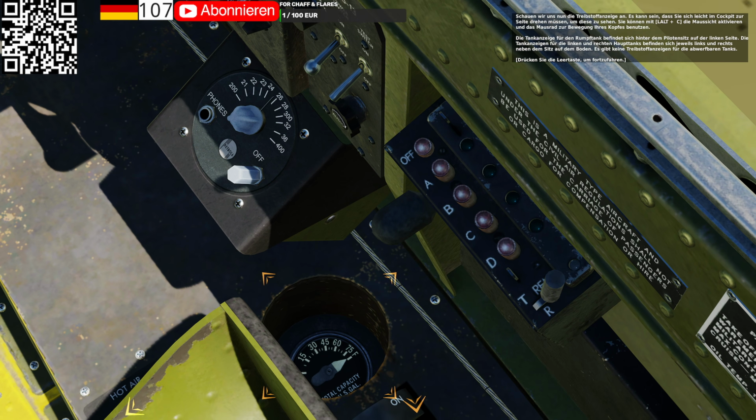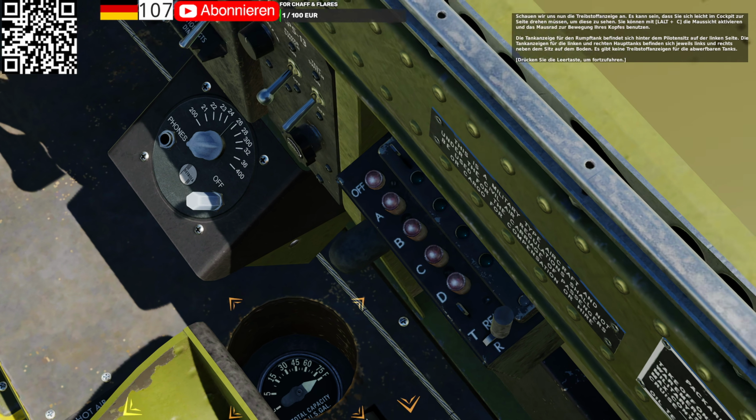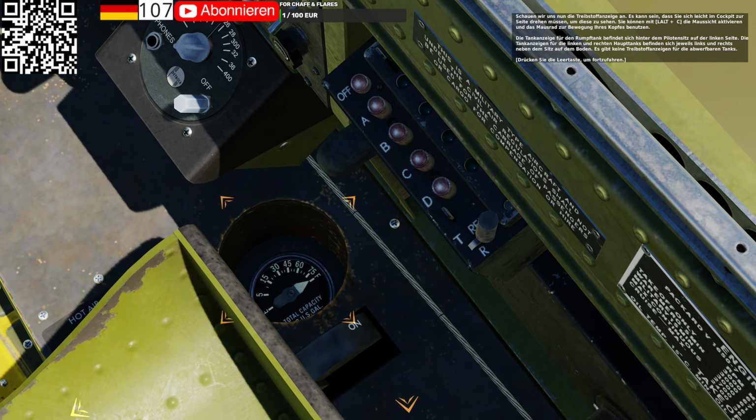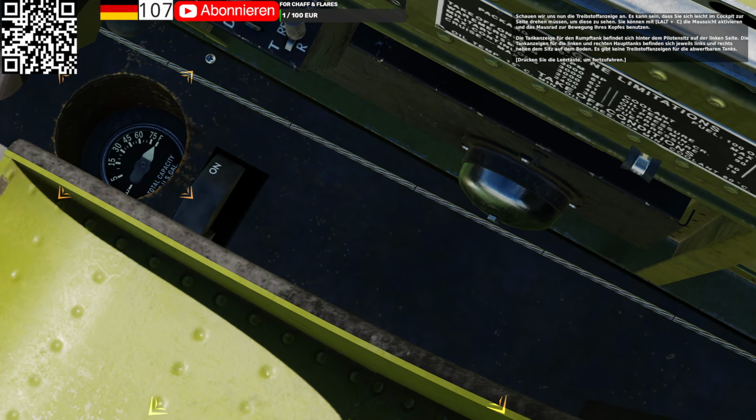The fuselage tank gauge is located behind the pilot's seat on the left side. The gauges for the left and right main tanks are located on the floor to either side of the seat. There are no fuel gauges for drop tanks.